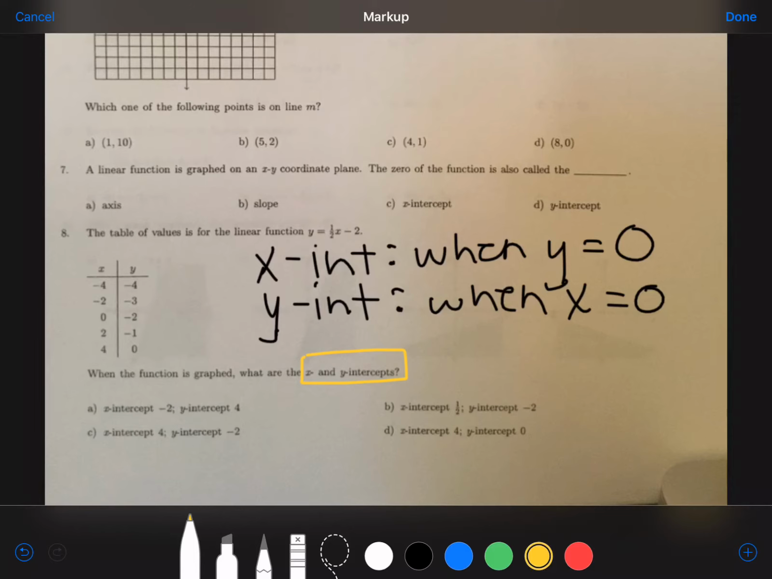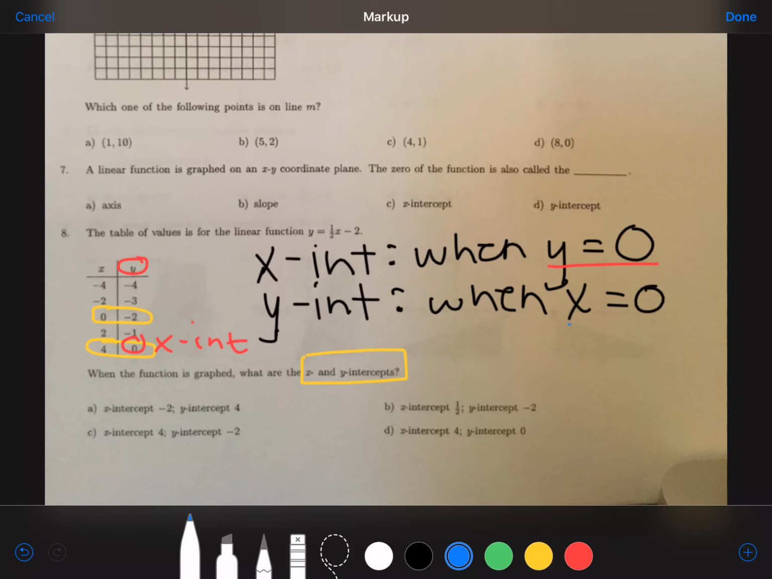There's two important points on that table that I want you to highlight. The first one is 0, negative 2, and the second one is 4, 0. Now we just said the x-intercept is when y is 0. So looking at those 2 points, we want to find the one where y is 0. That's going to be the x-intercept. So go ahead and label that one x-intercept. 4, 0 is the x-intercept.